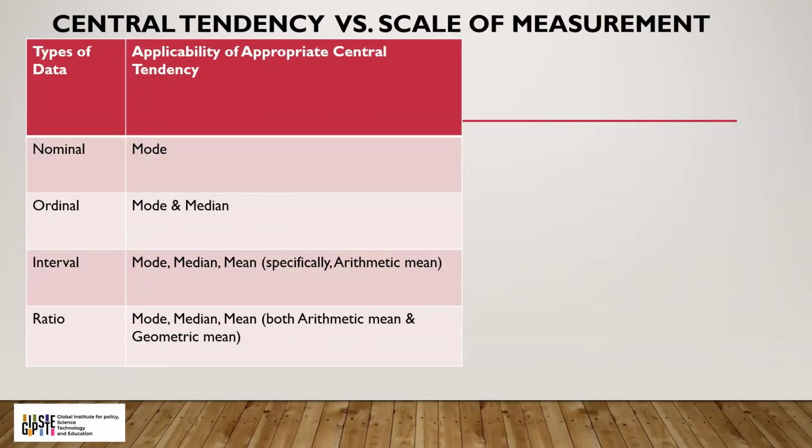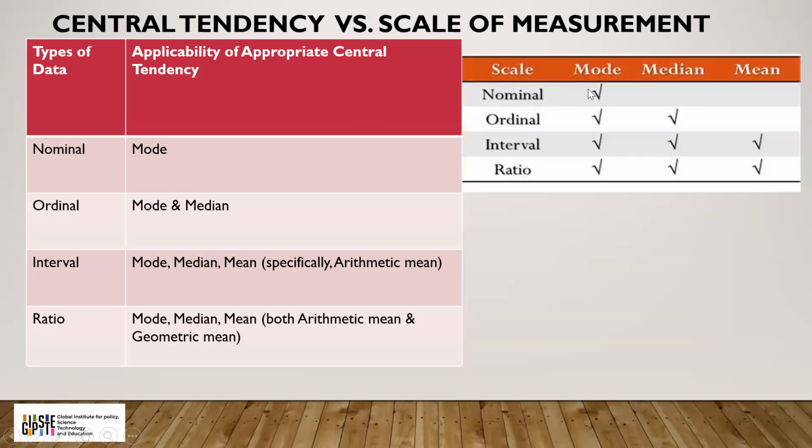Central tendencies versus scale of measurement, or levels of measurement. Types of data point: you have nominal, ordinal, interval, or ratio level of data set, and its applicability of central tendency. For the case of nominal, you can use the mode. For ordinal, you can use both mode and median. But for interval, you can use all three: the mode, median, and mean.